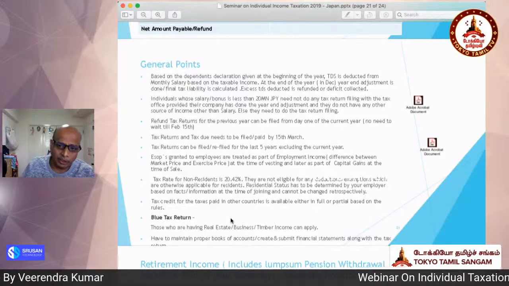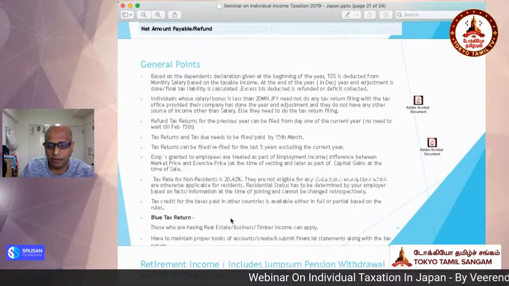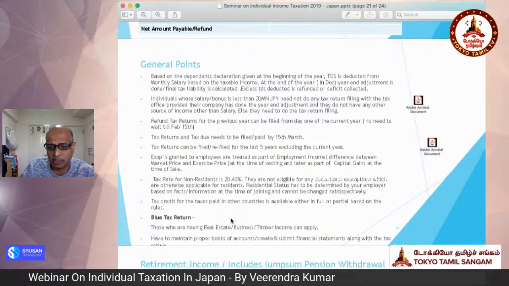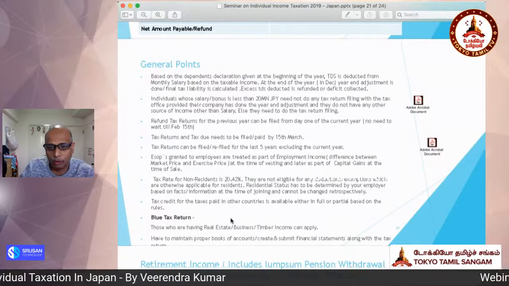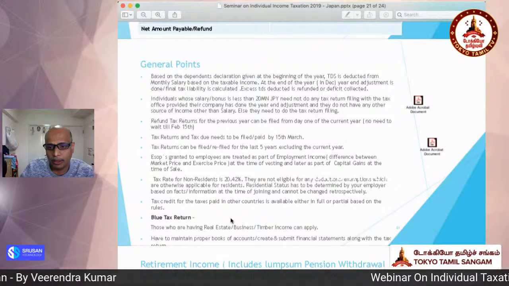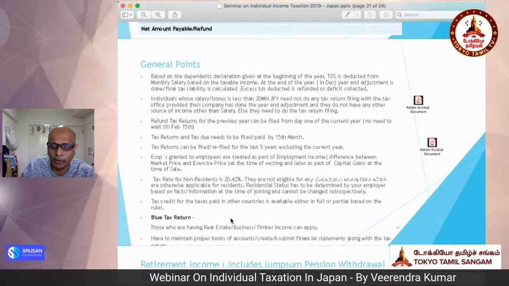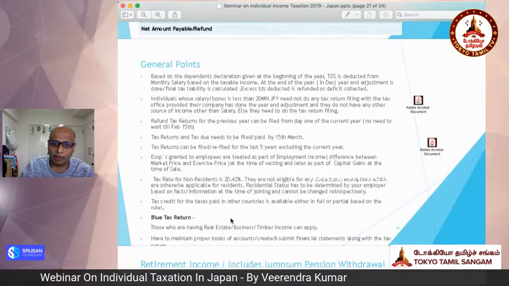So the tax office has already prepared one table where it says that if the taxable salary is falling in this range, and if the number of dependents is this many, this is the TDS amount. They have gone to that level of minute details. So your employer just needs to follow the table and do the TDS as per that.